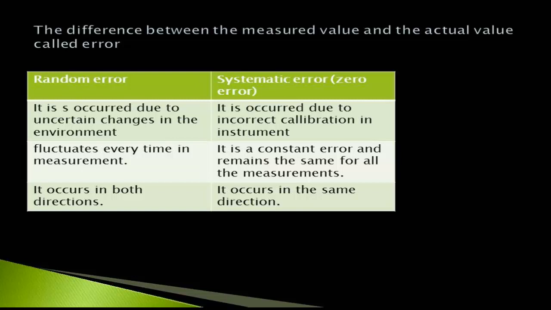Likewise, for positive zero error, we subtract it for an accurate measurement, and for negative zero error we add that amount for an accurate measurement, but for a single instrument it remains the same.